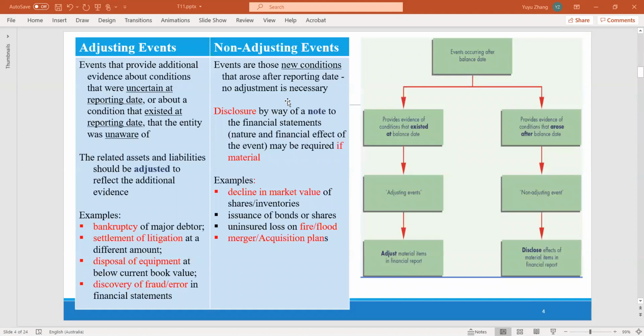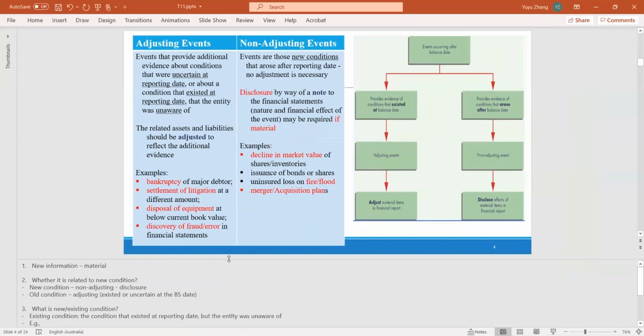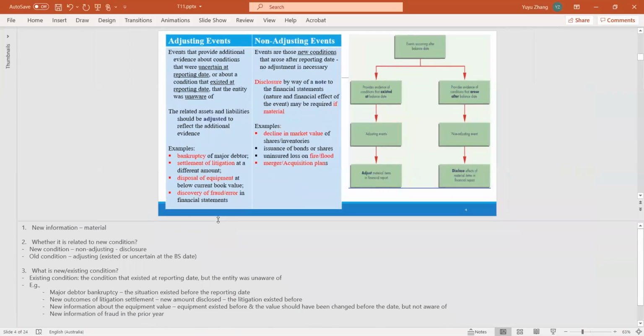But for the material events, in what situation will an event be classified as adjusting or as non-adjusting? Remember, we have 2 steps of this theorem. Could you see the screen?